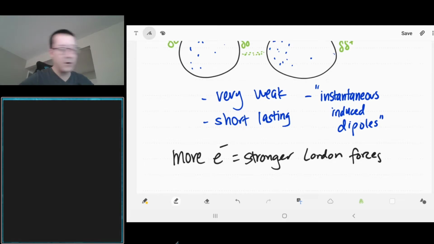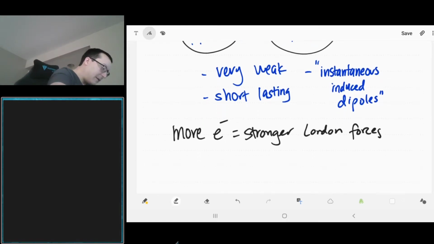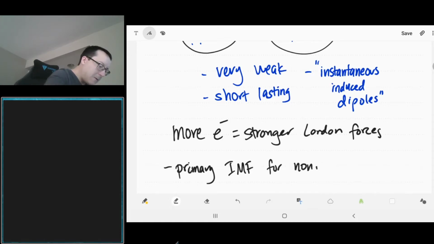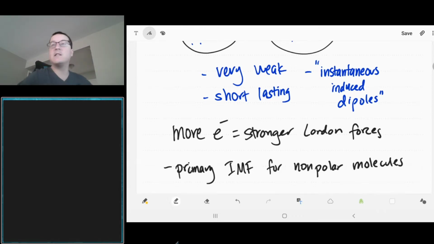Okay, so we're going to see that this is the primary intermolecular force for non-polar molecules. And we're going to see why that is when we take a look at polar molecules instead.